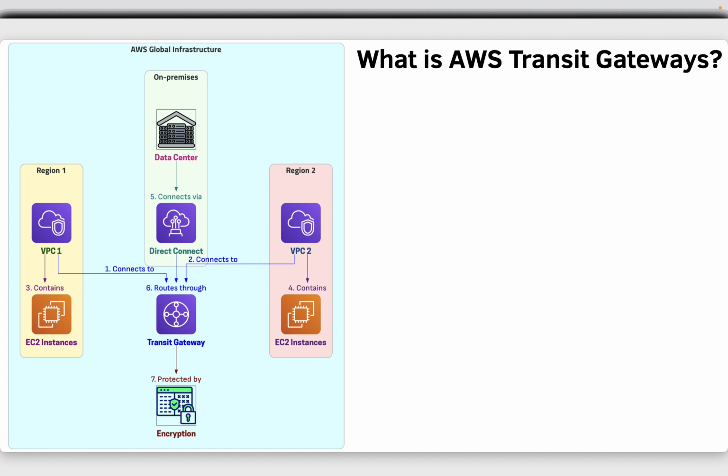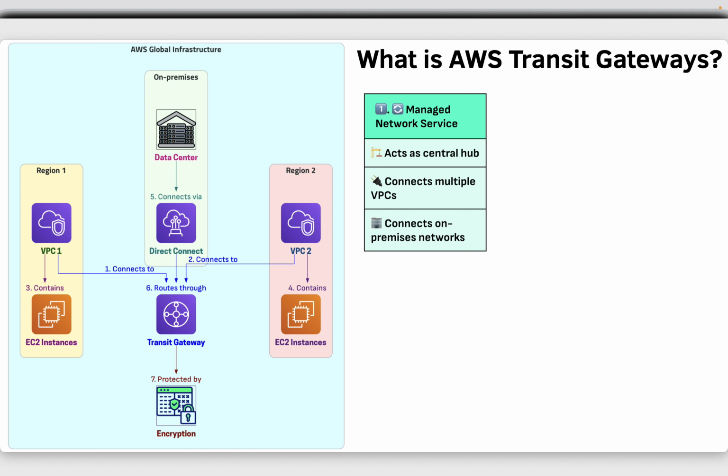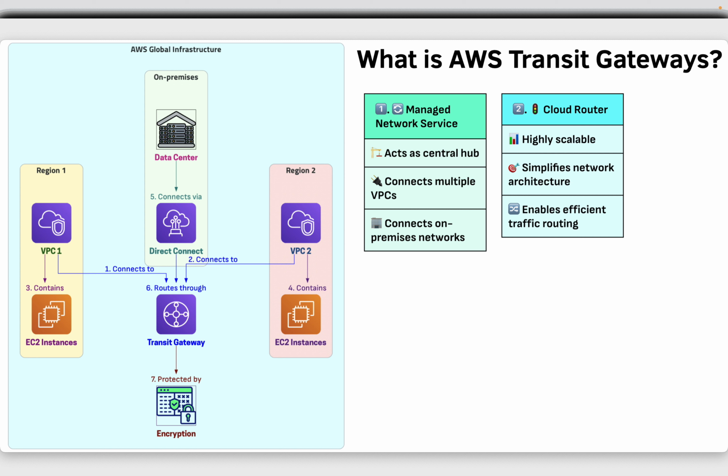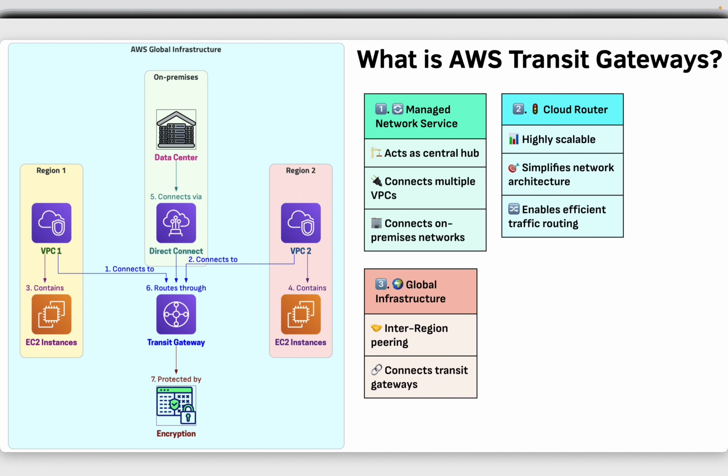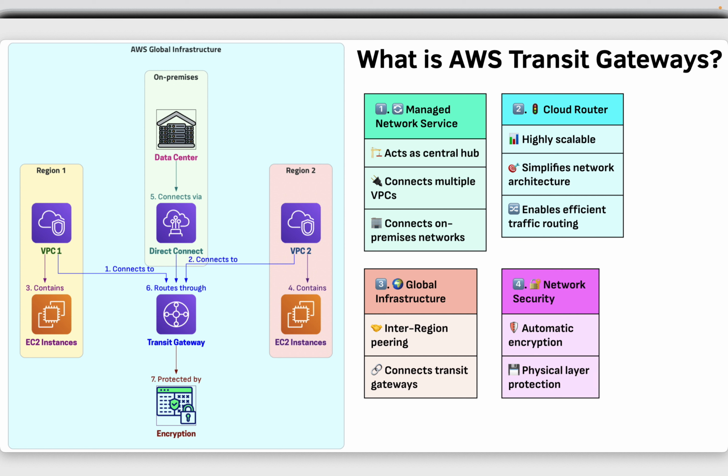So what is AWS Transit Gateways? AWS Transit Gateway is a managed network service that acts as a central hub for connecting multiple Amazon Virtual Private Cloud VPCs and on-premises networks. It functions as a highly scalable cloud router that simplifies network architecture and enables efficient traffic routing between different environments. As your cloud infrastructure expands globally, inter-region peering connects transit gateways together using AWS global infrastructure. All network traffic between AWS data centers is automatically encrypted at the physical layer.